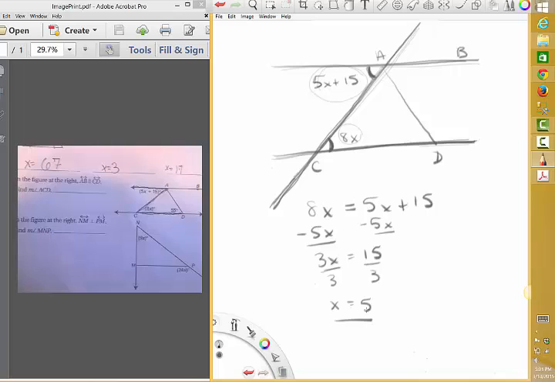But that's just our x. And what it's asking for is the angle ACD. So that's this angle right here, which is 8x. So angle ACD equals 8x, which is 8 times 5, which is 40. So angle ACD is 40 degrees. And that's the first question.